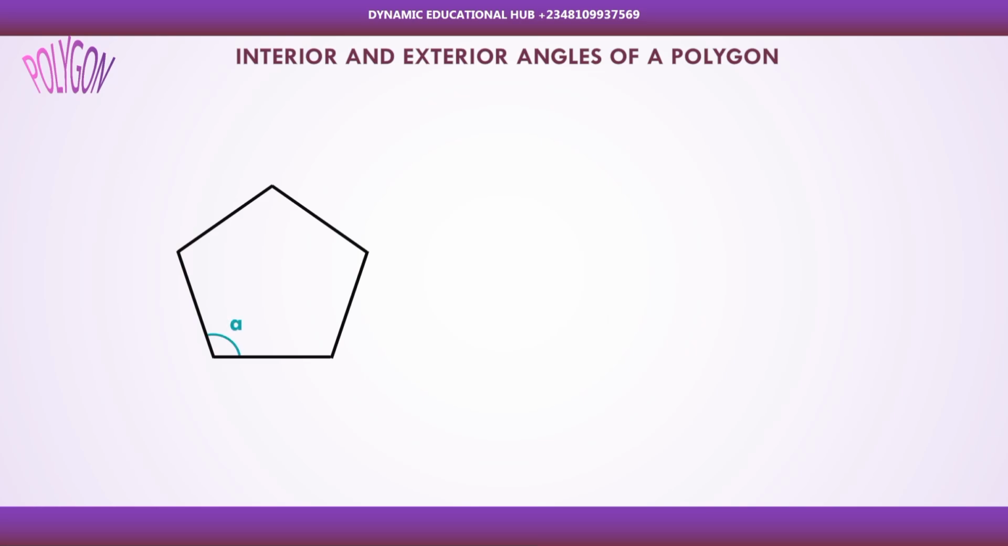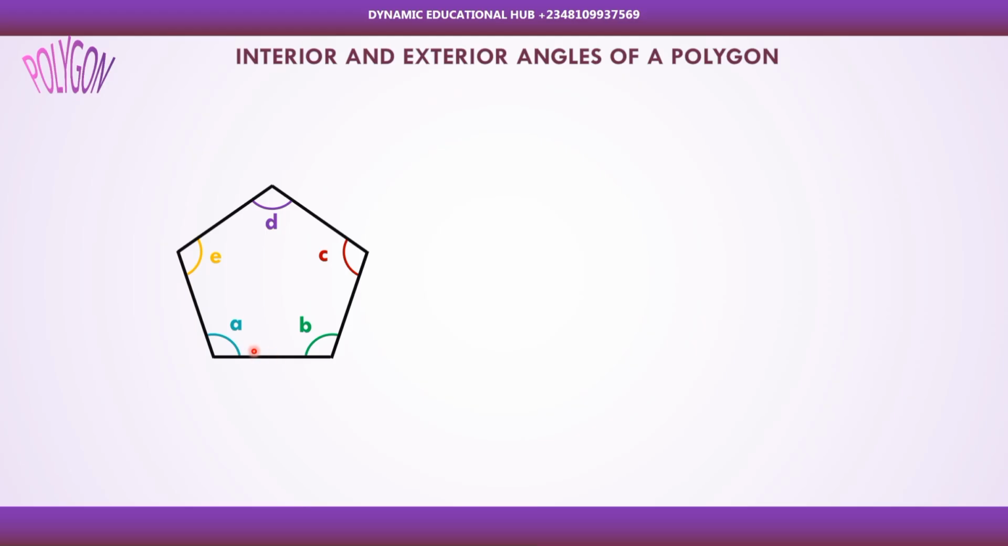So the interior angles, the first one, let's label it A. The next one B, the next one C, D, E. Now these angles that are formed at this vertex are called interior angles. So let's form exterior angles.